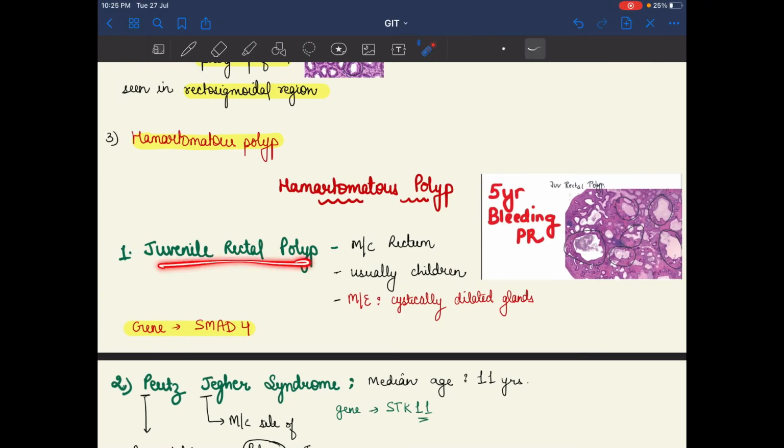Please remember that the juvenile rectal polyp most commonly involves the rectum, is usually seen in children, and on the microscopic image we see cystically dilated glands. The gene involved here is SMAD4. Please remember that in pathology we have to remember the genes. So for JRP, juvenile rectal polyp, the gene is SMAD4.